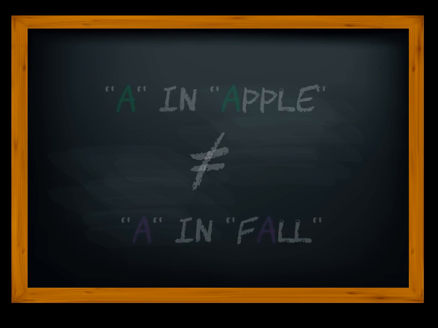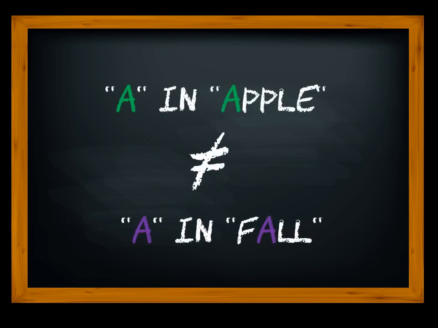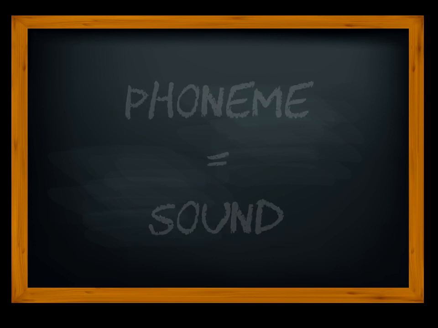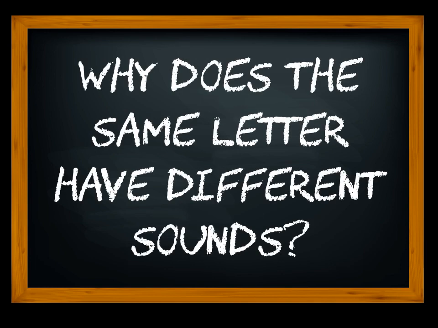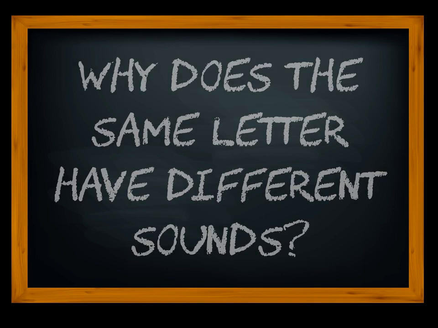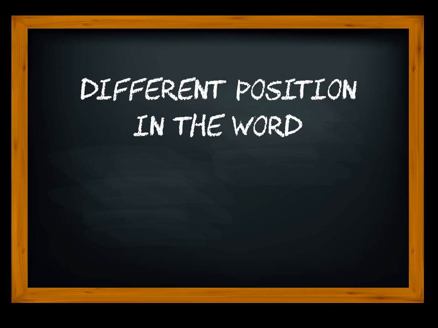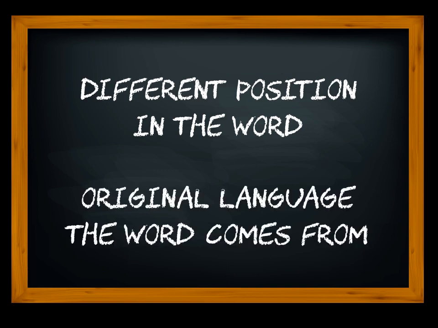This letter has multiple sounds. The A in apple doesn't have the same sound as the A in the word fall. These different sounds are what we call phonemes. So why do the same letters have different sounds, you might be thinking? This happens due to the different position of the letter in the word and also from what language the original word comes from. In Portuguese, this is no different. And that is what this video is about.